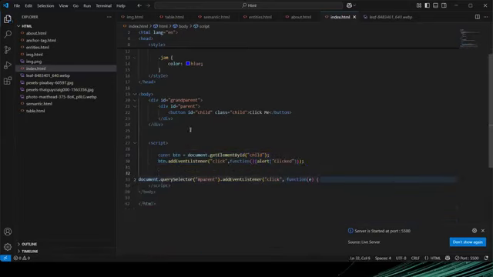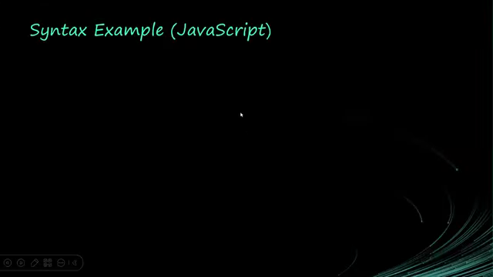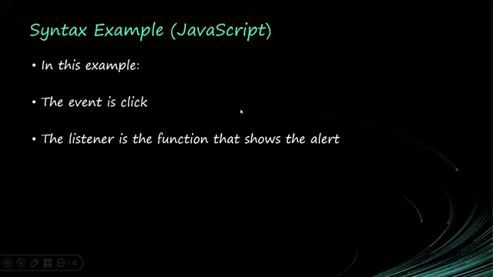So you see, I got the element first, then I said, okay, I'm adding an event listener to it. What is the event listener? What event do I want to listen to? The name of the event is click. And when this event happens, what do I want to do? I'm going to run this function. Now in this example, the event is click, and the listener is the function that shows the alert. So the function that shows the alert is the event listener.